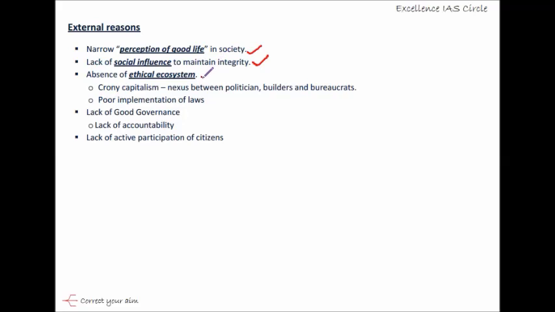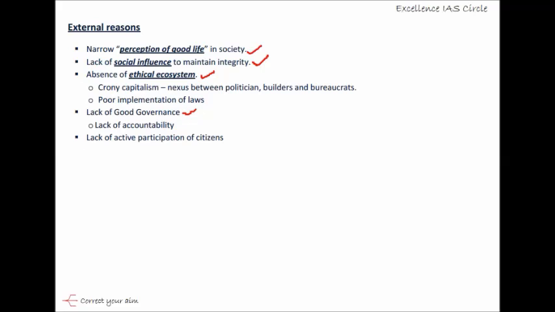Similarly, in the context of governance, whether there is an ethical ecosystem in governance is also very important. In this context, you can see whether there is crony capitalism or not, whether there is a nexus among politicians, businessmen, and bureaucrats or not. If there's such a nexus, such crony capitalism, if there's an absence of an ethical ecosystem in governance, it is more likely that corruption, underutilization of funds, misutilization of funds, misappropriation of funds, things like that will be happening. Then you can talk about good governance and ethical governance.